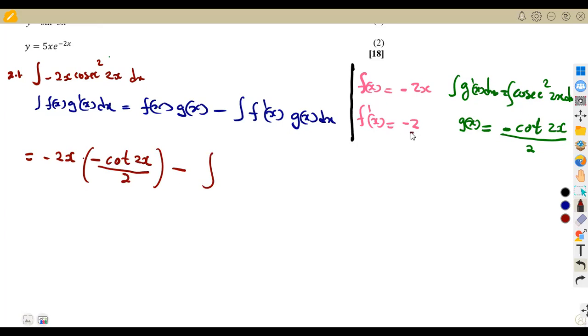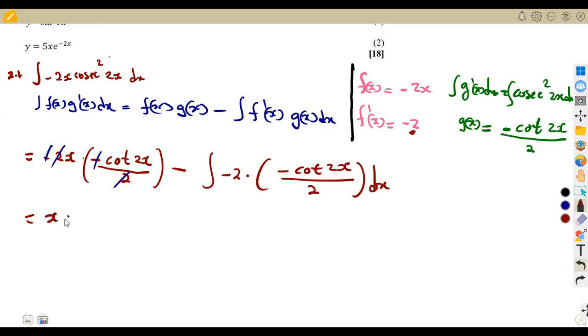All right, so you're going to multiply this, minus the integral of the first derivative of f of x, which is the first derivative there. It was negative 2 times what we got here, which is negative cot 2x over 2, with respect to x. Okay, we can simplify this part. Negative, negative, this can cancel, 2 and 2 also can cancel, meaning you'll be left with x cot 2x.